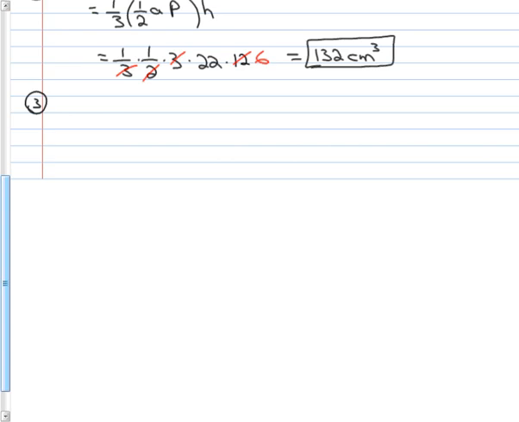Number 3, a rectangular pyramid has a height of 5.2 meters and a base of 8 meters by 4.5 meters. Volume equals 1/3 area of base times height. We need the area of that base: 8 times 4.5. And the height is 5.2 meters. Which equals 62.4 meters cubed.